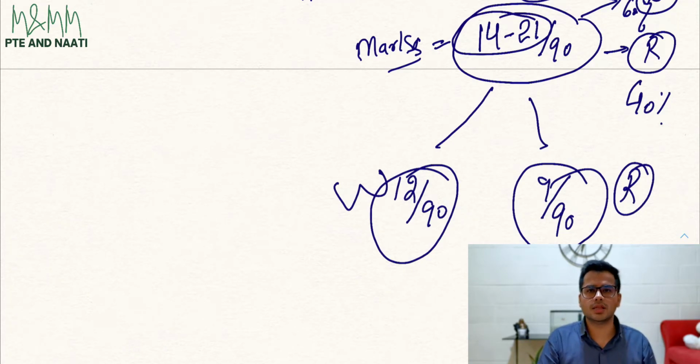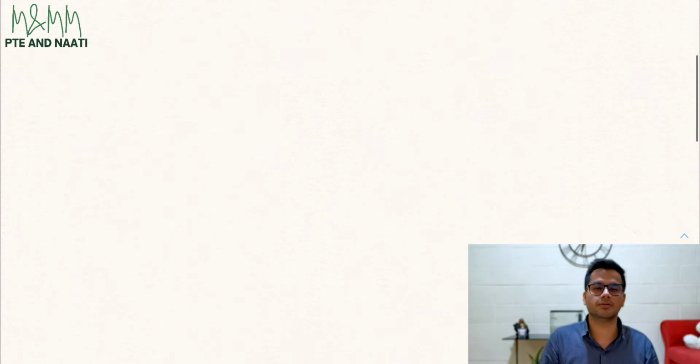So still I ask you one thing: if anyone out there is aiming for 65 plus in PTE, which is IELTS 7, or if anyone out there is aiming for IELTS 8, which is 79 plus, this number of marks is going to be a game changer. So we cannot take this topic lightly.